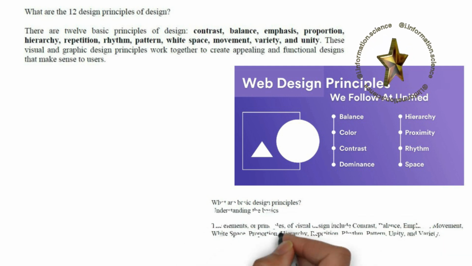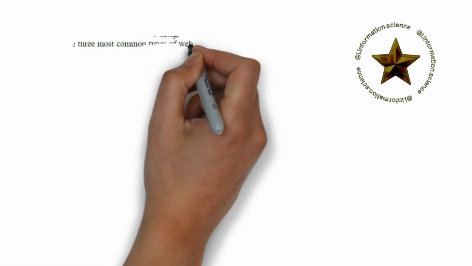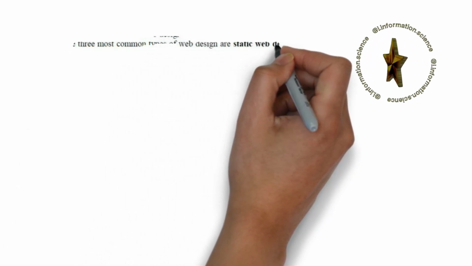Understanding the basics, the elements or principles of visual design include contrast, balance, emphasis, movement, white space, proportion, hierarchy, repetition, rhythm, pattern, unity, and variety. What are the 3 types of web design? The 3 most common types of web design are static web design, dynamic web design, and e-commerce web design.